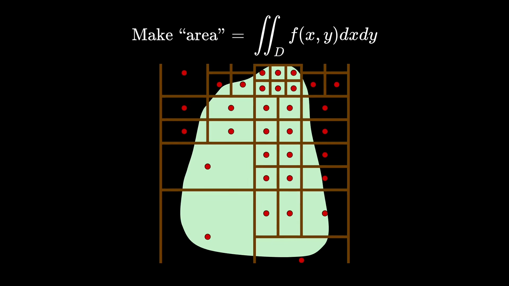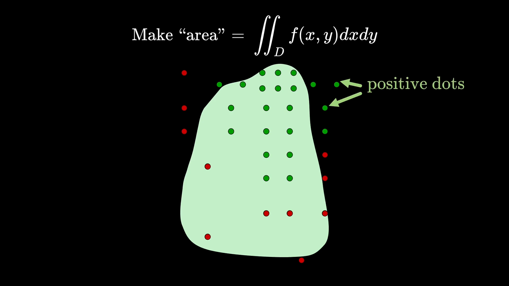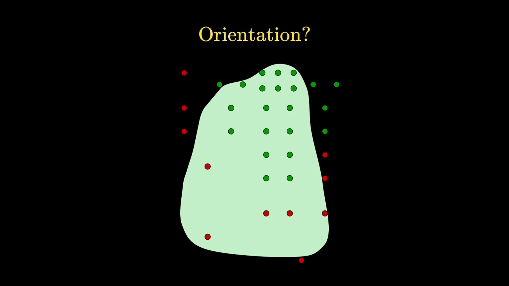We replace each grid with a dot in the middle, so that now the quote-unquote area is measured by the number of dots inside the region instead of boxes. And similar to the previous one-dimensional case, we can distinguish between positive dots, colored in green, and negative dots, colored in red, depending on whether f is positive or negative there. However, unlike the 1D case, the notion of orientation is a lot more subtle.